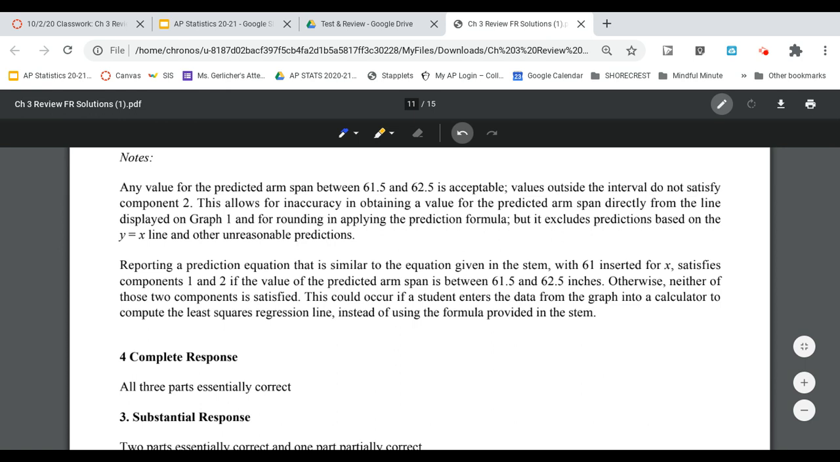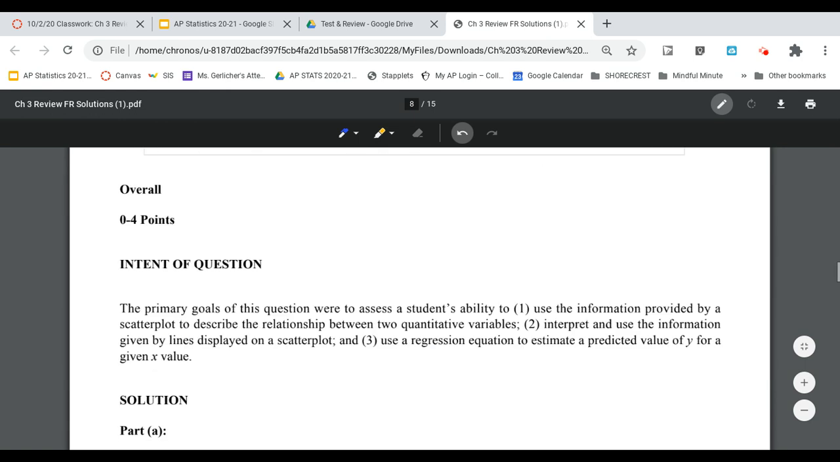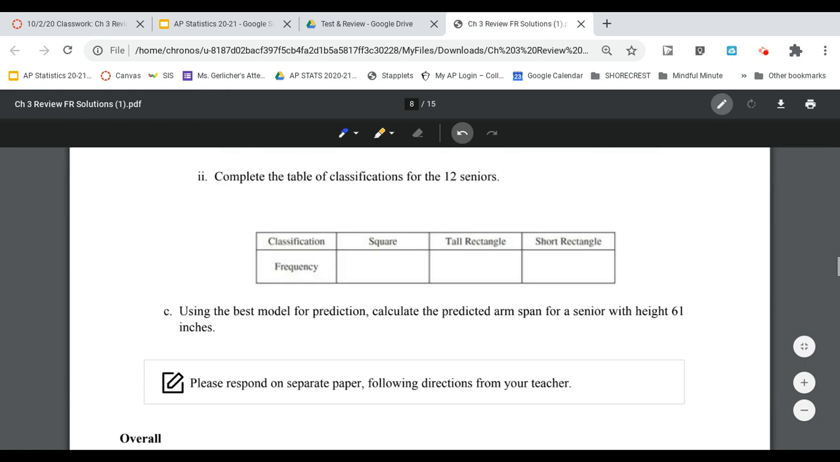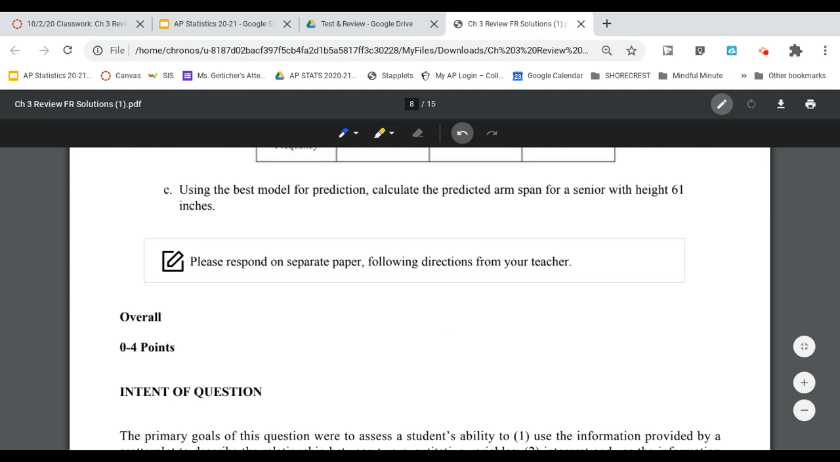Okay. Is that it? There's only 3 parts, right? Yep, that's it. All right. Gerlicher out.